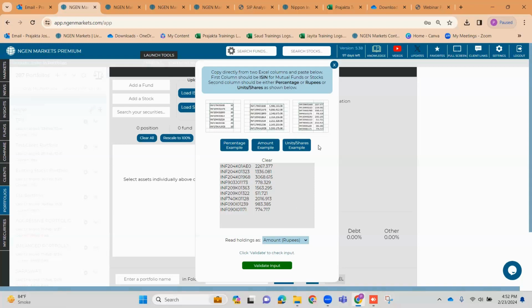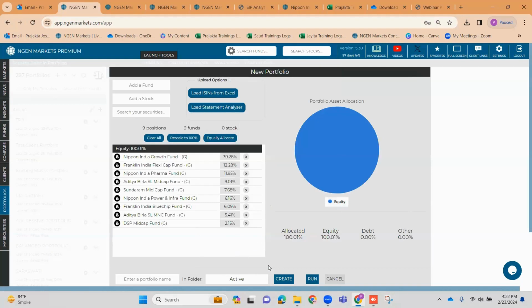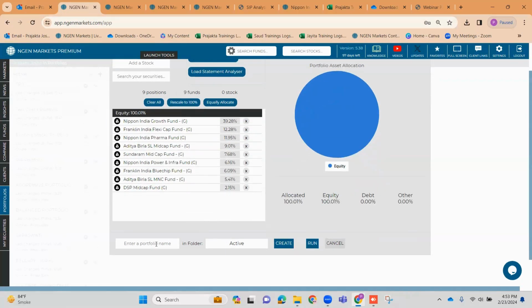You copy that from Excel to this gray portion on NGEN Markets. You then ask the system to read these as whatever it is. So in this case, it's units, and then click on validate input. The moment you do that, this will get converted into names of the funds, and the units will get converted into percentage terms. You can name this portfolio and then click on create.